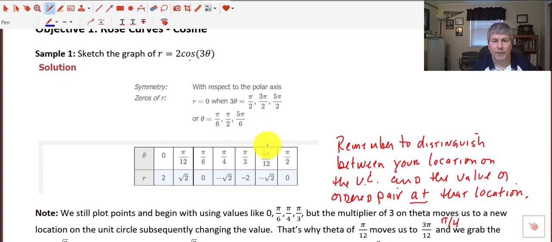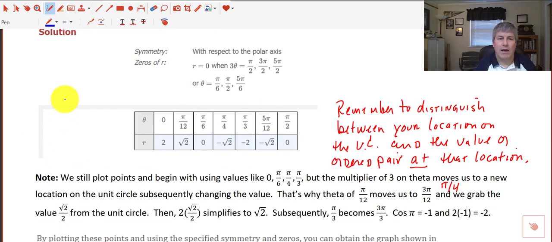So let's talk about that for a minute. Keep in mind now we're graphing r equals 2 cosine of 3 theta. So this 3 theta messes with us a little bit. When we put theta in, here we have a theta of pi over 12. Our 3 theta for pi over 12 is 3 pi over 12, or pi over 4. When we put pi over 6 for theta, our 3 theta is pi over 2. When we put pi over 4 in, our 3 theta is 3 pi over 4.